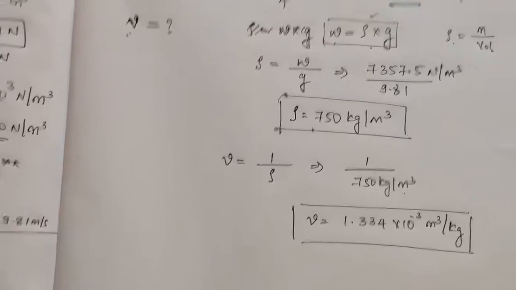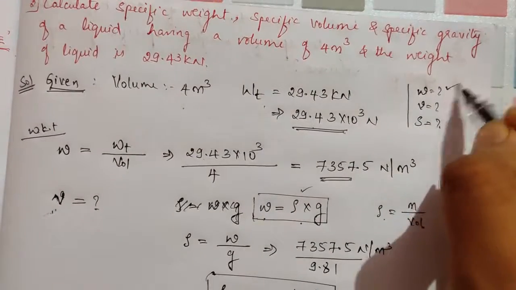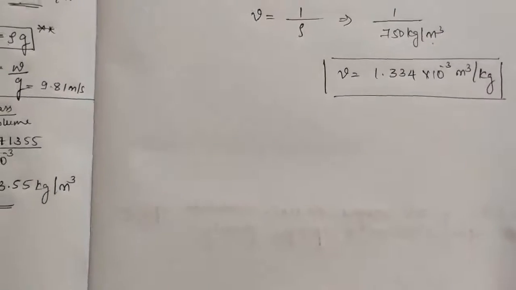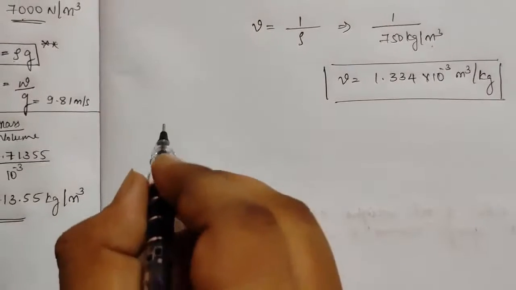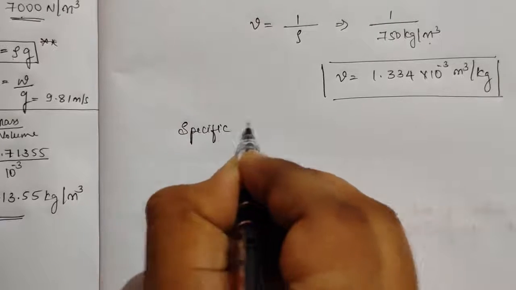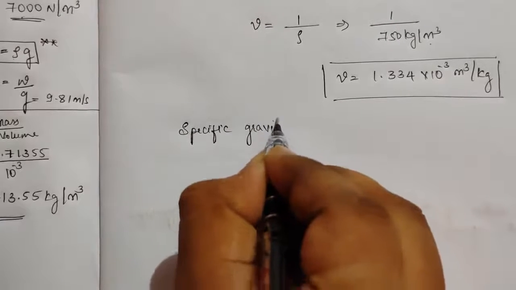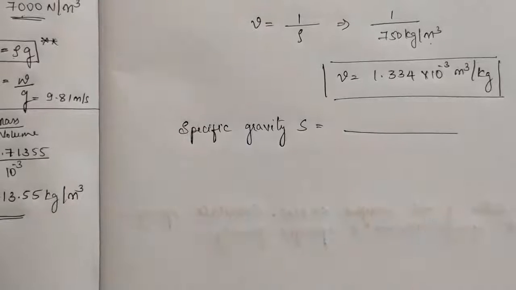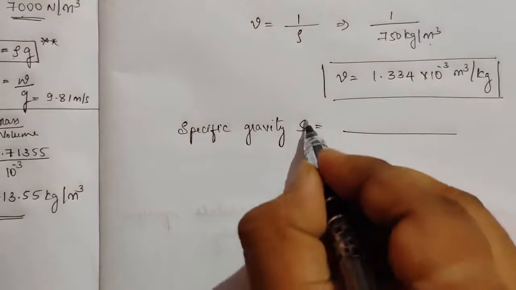Then what we need to find? We need to find specific weight, volume, and the remaining one is specific gravity. Finding specific gravity is very easy. What is that? Specific gravity is equal to, either you take weight density or weight, any one item you take.